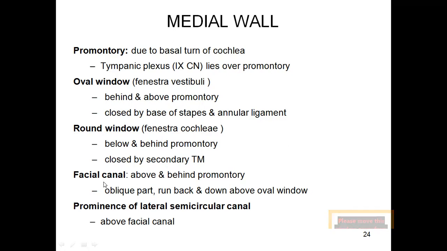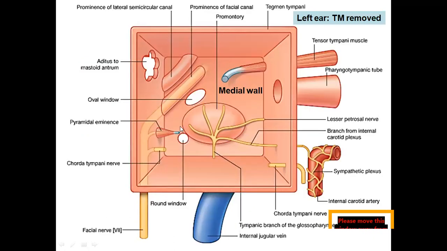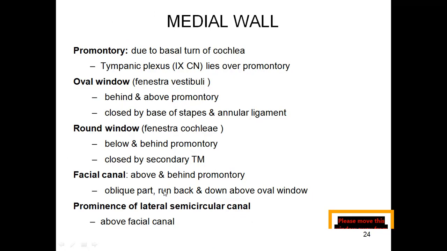Then the facial canal is above and behind the promontory. The oblique part runs back and down above the oval window. The prominence of the lateral semicircular canal is above the facial canal. These are all the structures that we saw. The same things are listed here.